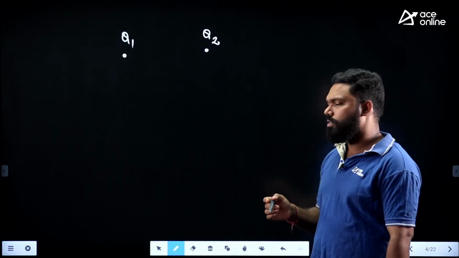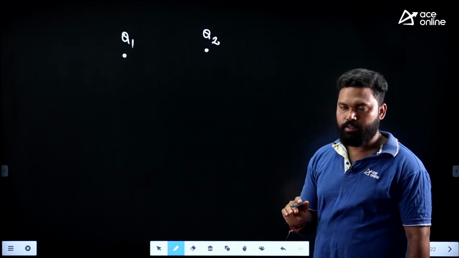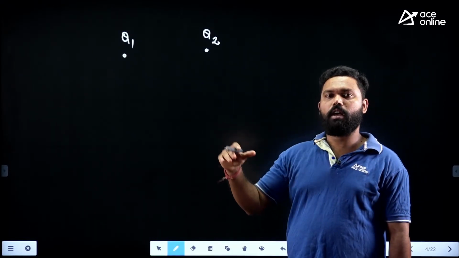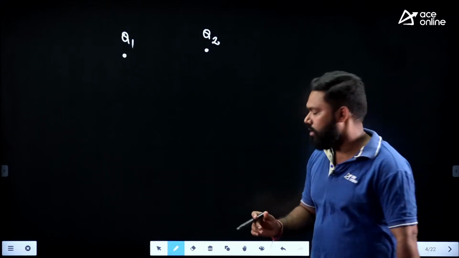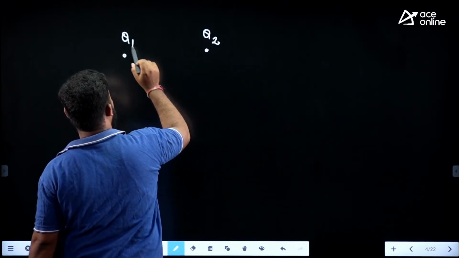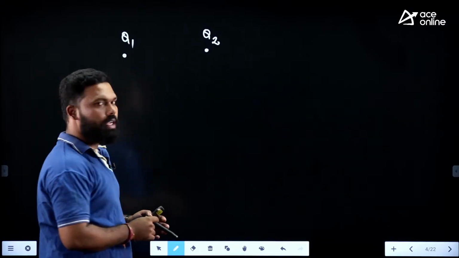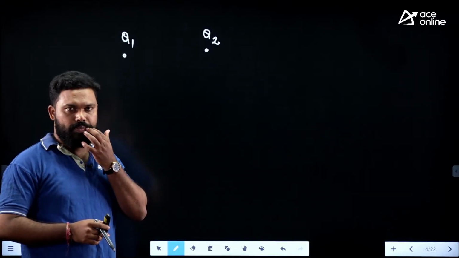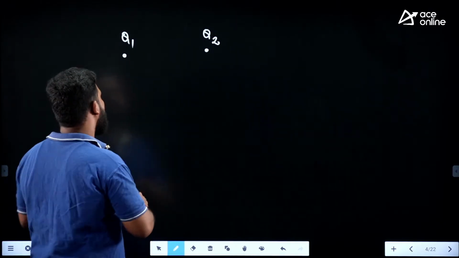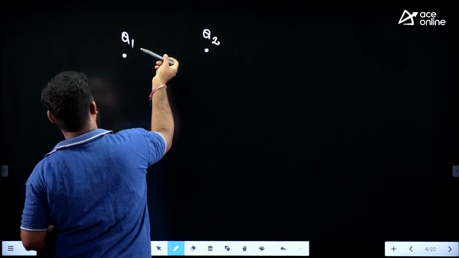Fine. But in most of your previous papers, the questions were related only to the scalar value. I'll write the vector form, but I'll ask you to remember only the scalar form. Fine. So let us take the distance between them. If I assume these two charges, Q1 and Q2, to be positive charges, what happens? They'll repel each other. Fine. So this will exert force on this one in this direction, and this will exert force on this one in this direction.